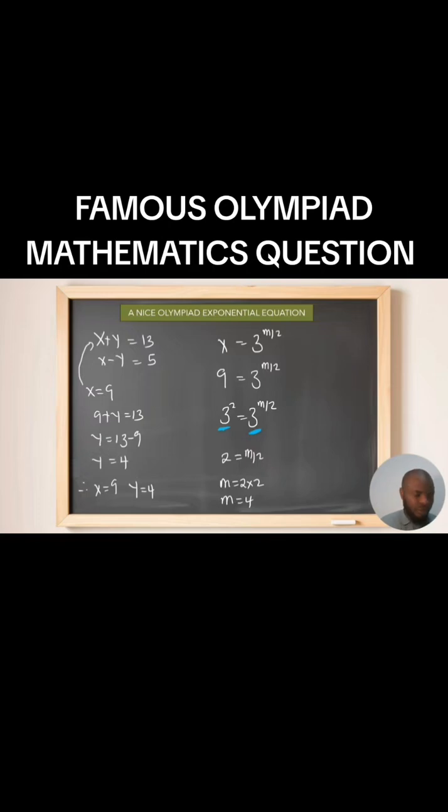And you can check. If you go back to the given equation, which is 3 to the power of m minus 2 to the power of m, 3 to the power of m is 3 to the power of 4 minus 2 to the power of 4. So 3 to the power of 4 is 81, and 2 to the power of 4 is 16. If you subtract it, you still have 65.